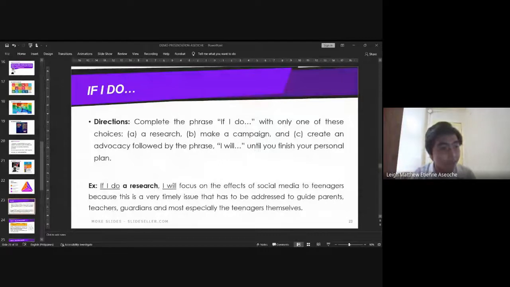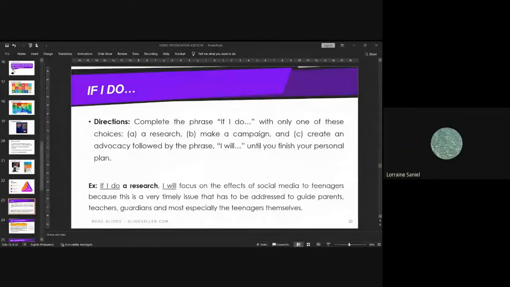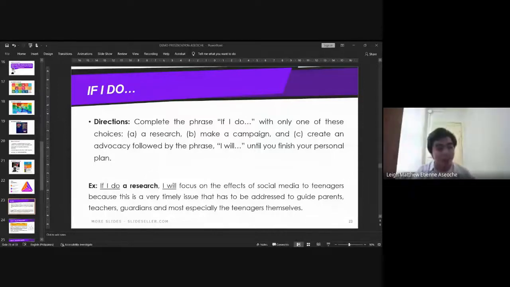Let us have Miss Saniel. Yes, sir. Mine po is, if I create an advocacy, I will share the importance of strengthening family values since it is one of the very timely issues, especially here in the Philippines po. Okay, very good. Family issues, family values. Wow, that's also a deep answer. Thank you for that, Miss Saniel. Very good. What about Miss Garcia?